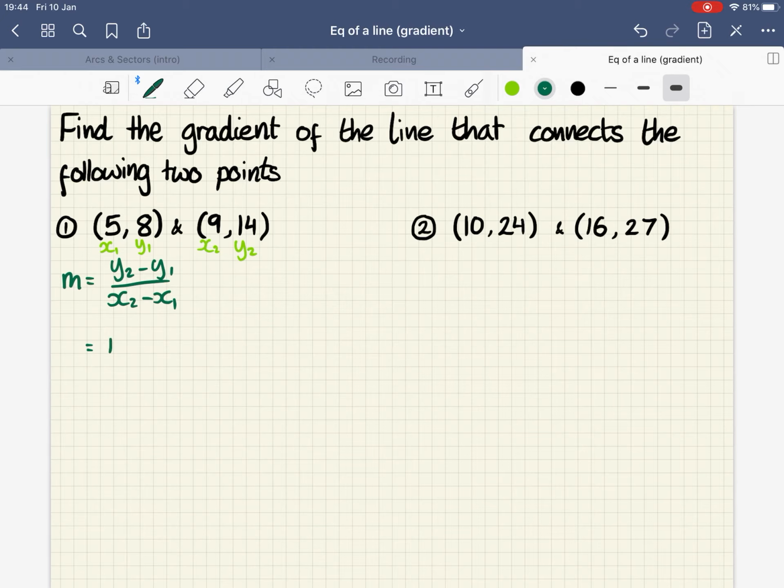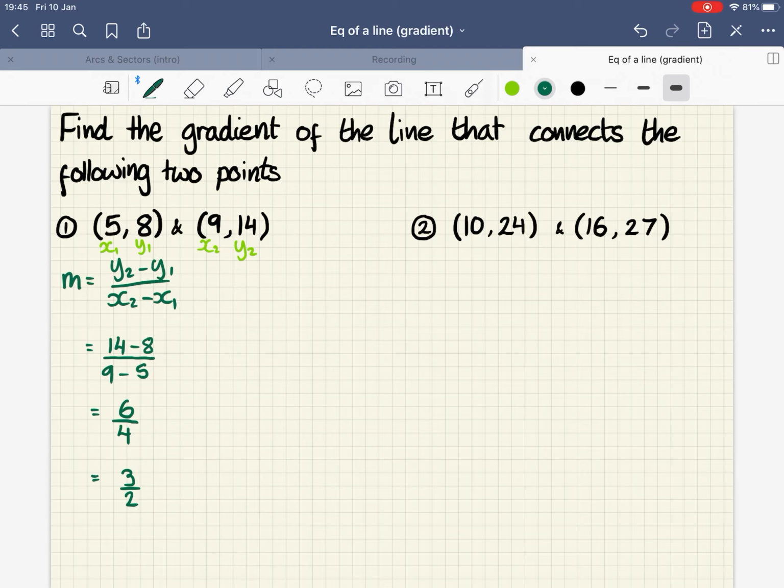So I now have 14 take away 8 all over 9 take away 5. So 14 take away 8 is going to give me 6. 9 take away 5 is 4. And then make sure you do simplify the fraction. Don't just stop there. So I can divide them both by 2 to give me 3 over 2.